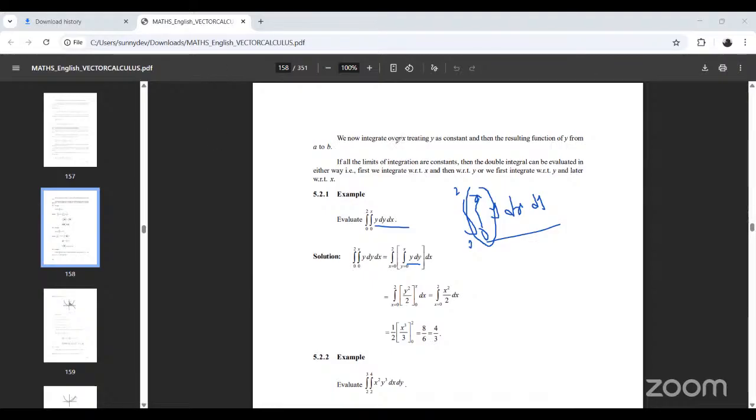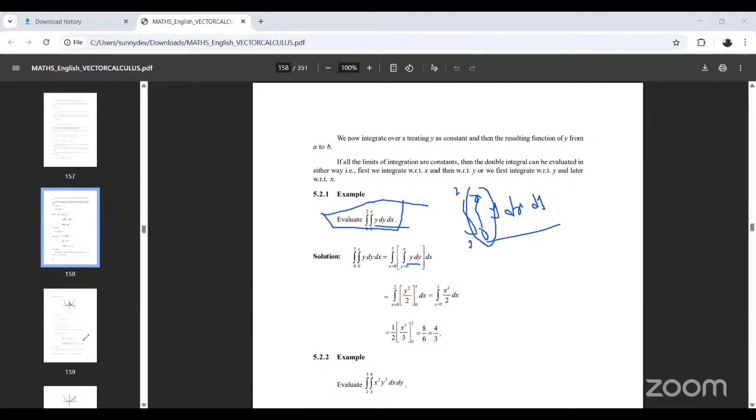Okay. Now this is an important problem. Now you got it, no? First we do the integration with y: y dy is y squared by 2. Next we apply the limits of y. After that we do the integration with x, and again we apply the limits of x. So this is 8 by 6, equal to 4 by 3.